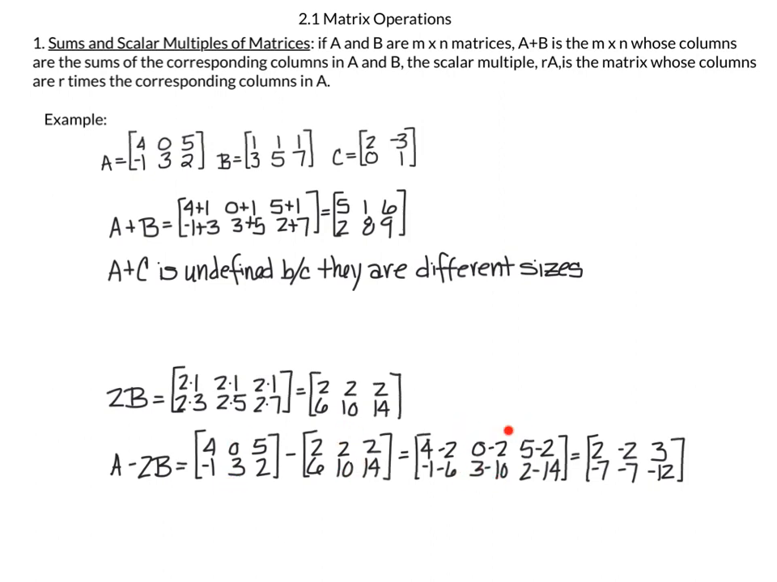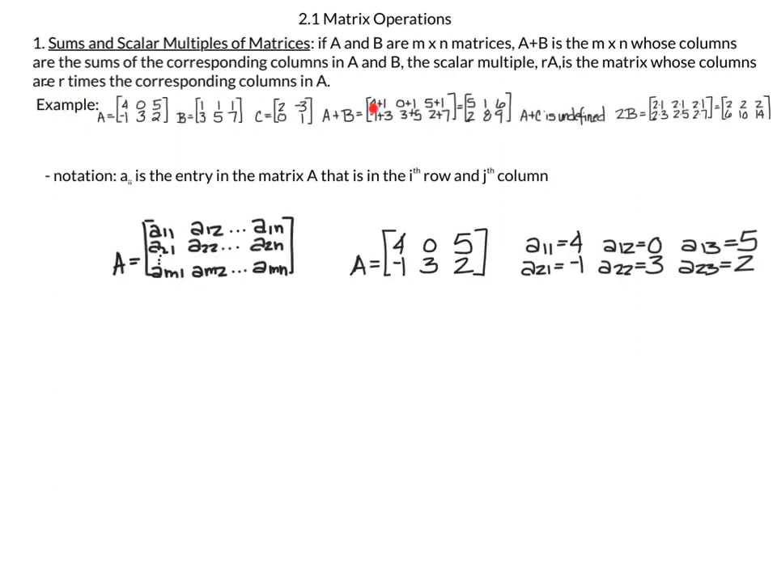So we have 0 minus 2 and 3 minus 10. And then finally, our last column, 5, 2, minus 2, 14. That's 5 minus 2 and 2 minus 14, which will give us 2 minus 7, minus 2 minus 7, and 3 minus 12. I have moved this example over here a little smaller for your reference.